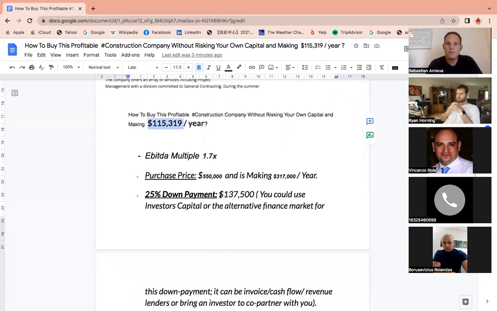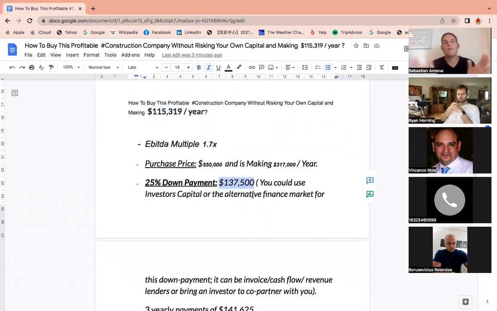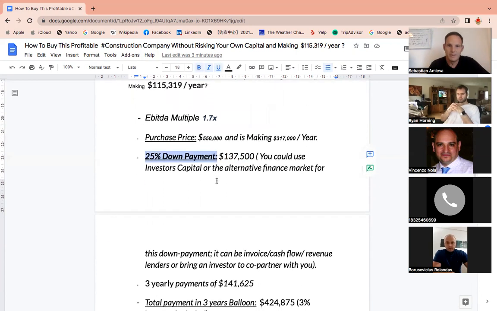And also, you can do a mix of finding money from the lenders, using the target company as collateral, and also investors' money. So that way you're going to find the 20% down payment easily, right?